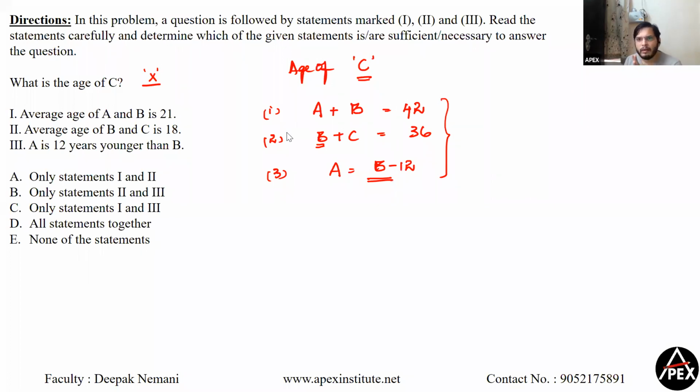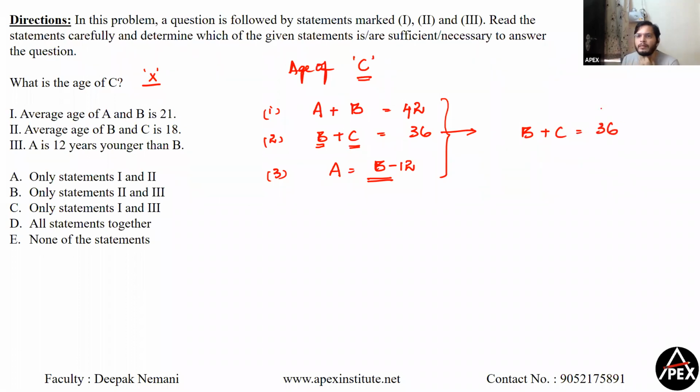Which one is definitely needed? First, second, or third? Second. Second, we need this statement to answer this question because C is mentioned only in this statement. So to determine the age of C, you should be using this. B plus C is equal to 36.